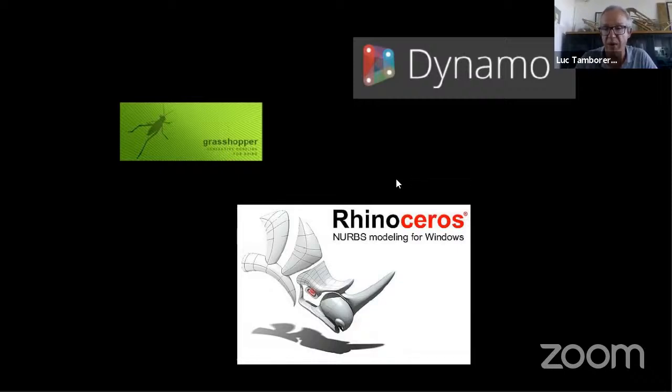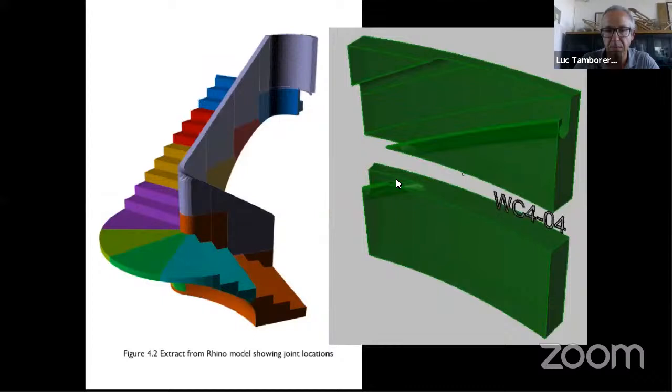And we almost work only with this software. We work in Rhinoceros and Grasshopper for designing, and Dynamo and Revit for the beam. So these are some examples of some designs we make there, and I will show you the result after that. And yeah, we treat everything in 3D.